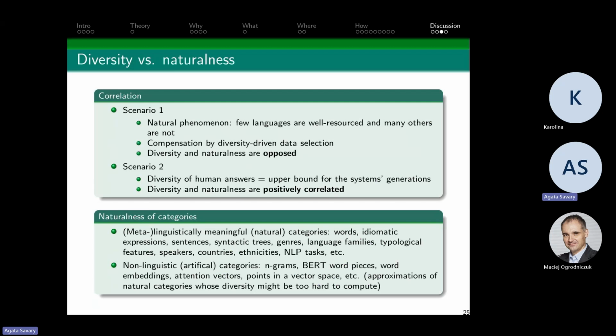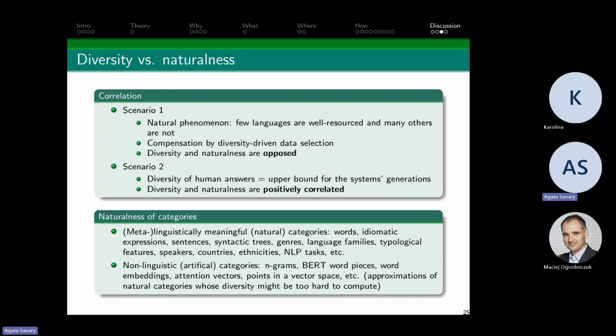And then when we go further, we can ask the question, okay, so is diversity something like naturalness? What is the relationship? Because this pops up in the papers. And we saw that there are two opposite contexts in which these two notions could be compared.